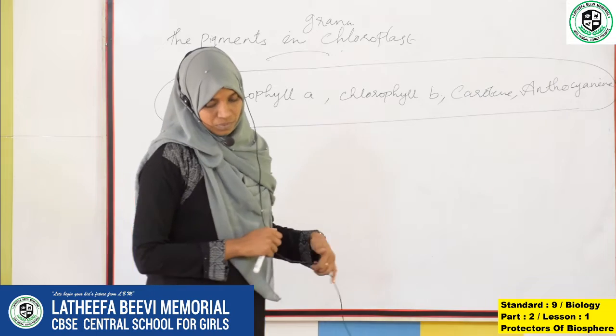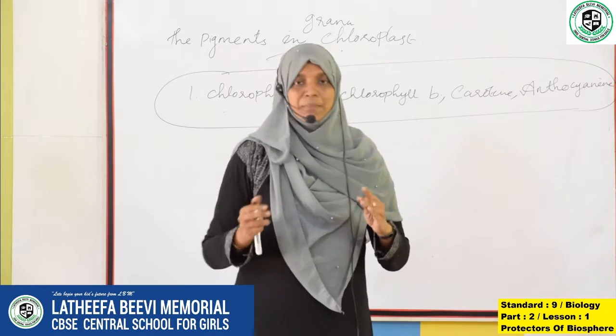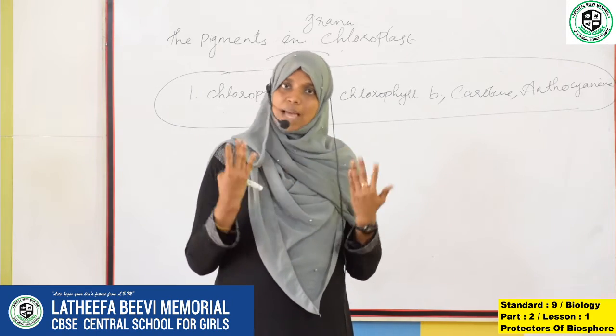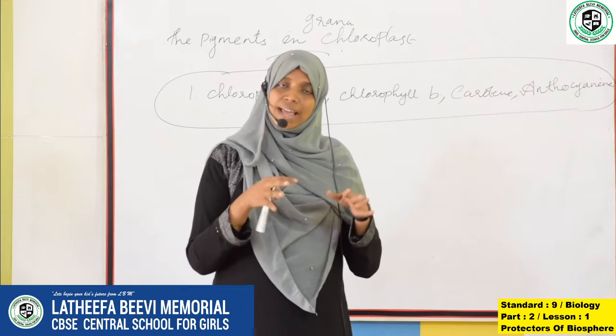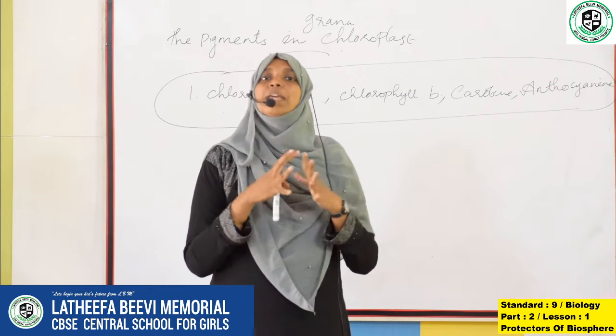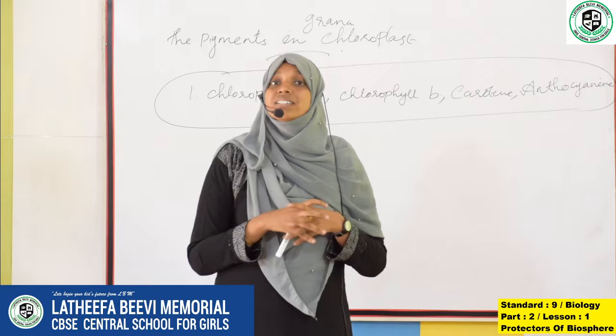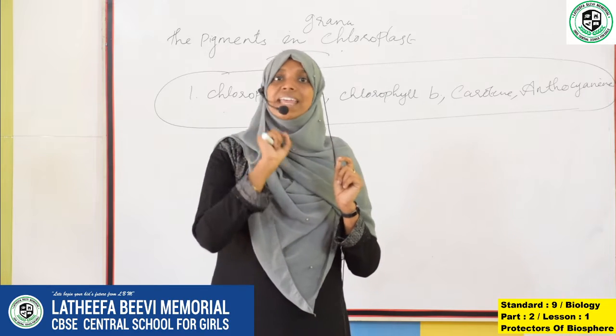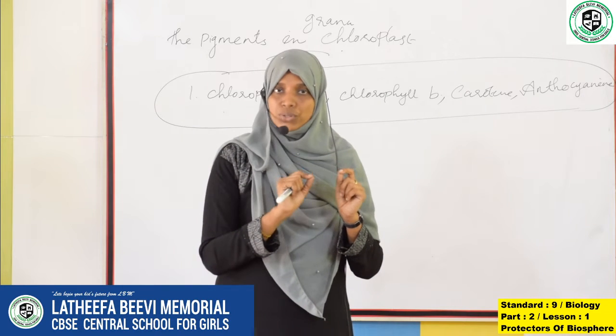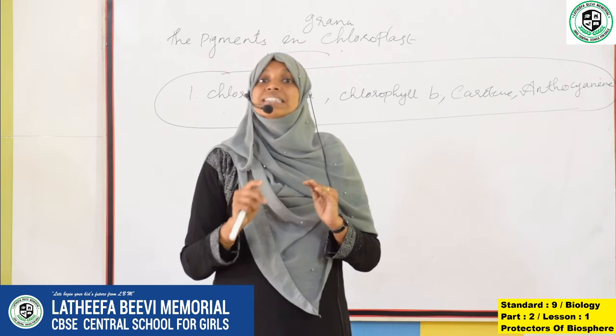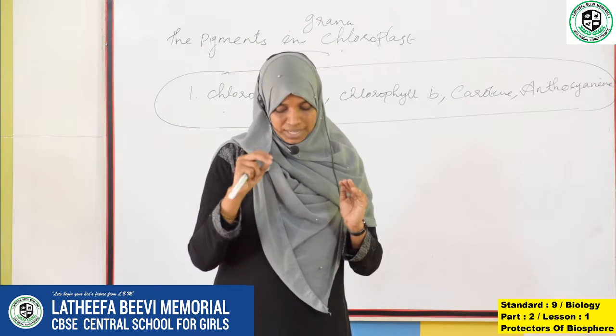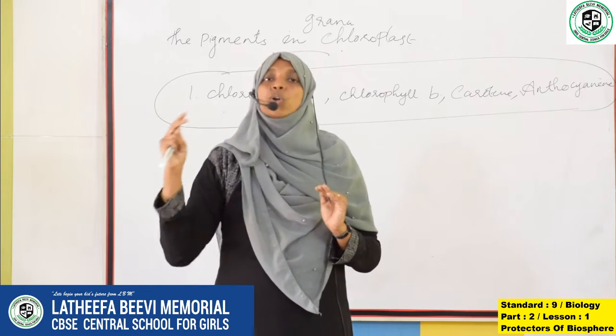So all other pigments absorb light. Baki ella pigments light ine absorb cheyyunnundu. All other pigments can absorb light, but chlorophyll A can directly participate in the process of photosynthesis. All the other pigments convert or transfer it into chlorophyll A.